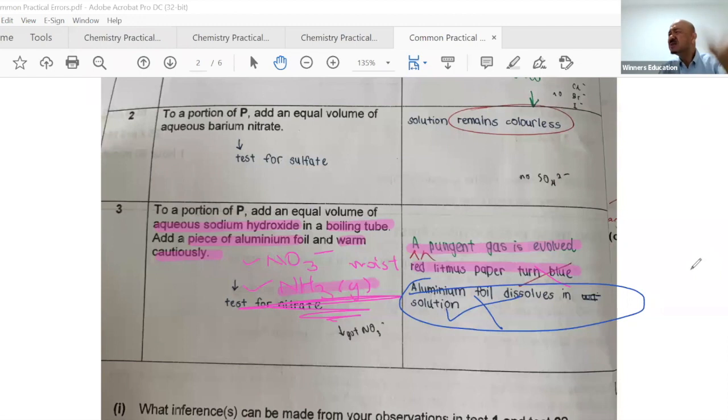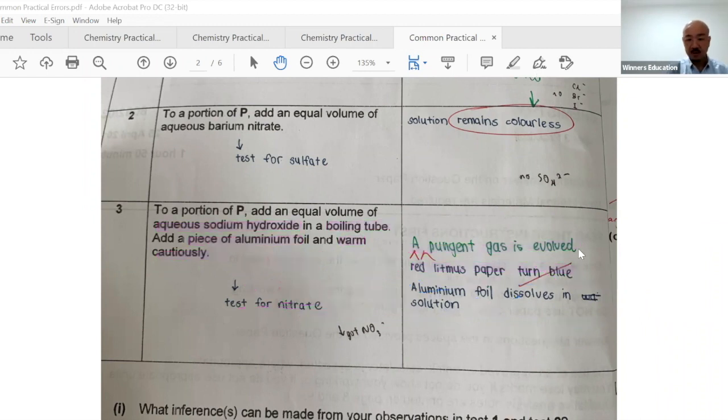Correct? Nobody cares. Dissolve lah. What's the big deal? All right. So if you want to write it, okay, I won't penalize you. All right. But there's no brownie points. All right. Almost done.